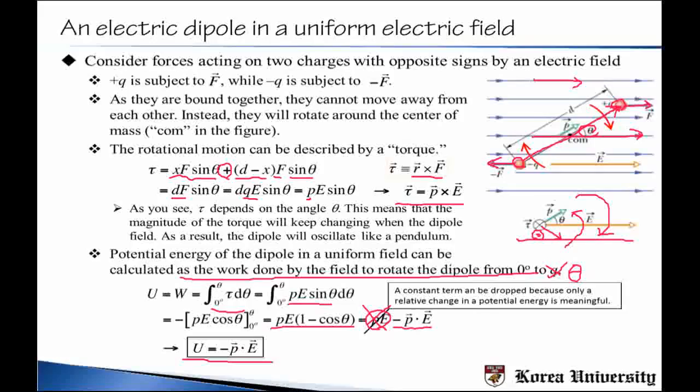Try to remember, it's very simple. The torque will be the cross product, and the potential energy will be the dot product. But remember, there is a minus sign. Why the minus sign? Because when these two vectors are parallel, we want to make the value the smallest. When they are parallel, P dot E becomes the largest. So the simple way to make it the smallest is just putting the minus sign here.